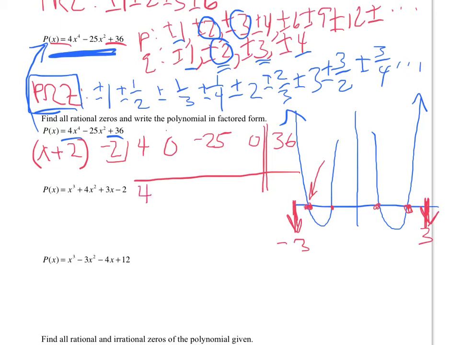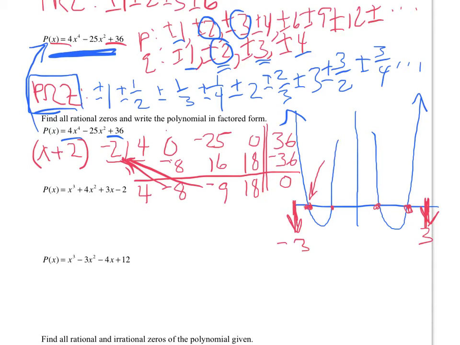So the 4 comes down, and then we multiply. 4 times negative 2 is negative 8. We add that to the 0, get negative 8. And now negative 8 times negative 2 is 16. 16 and negative 25 is negative 9. Now negative 9 times negative 2 is positive 18, plus 0 is 18. And then 18 times negative 2 is negative 36. Added to 36 gives me 0. So indeed, I get a 0.